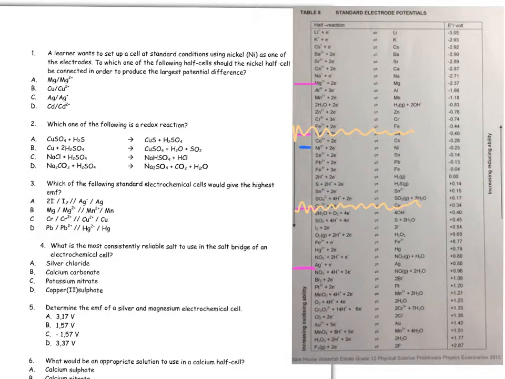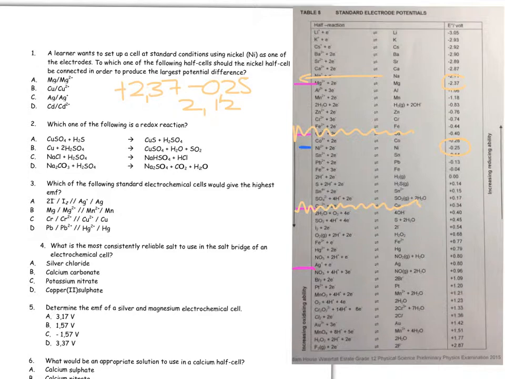Okay, so now if we're looking at nickel at negative 0.25, we can now do the calculations where we change the sign of the magnesium because it's going backwards. So it becomes plus 2.37 minus 0.25. And you get 2.12. I'm going to then assume spontaneity on the next one.